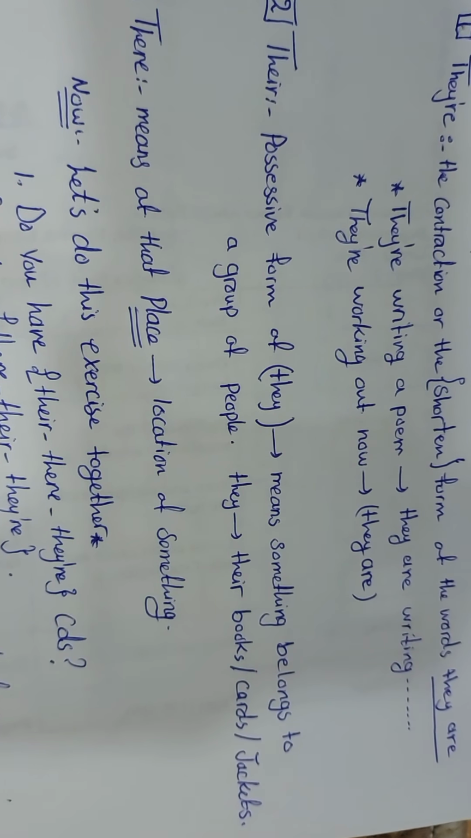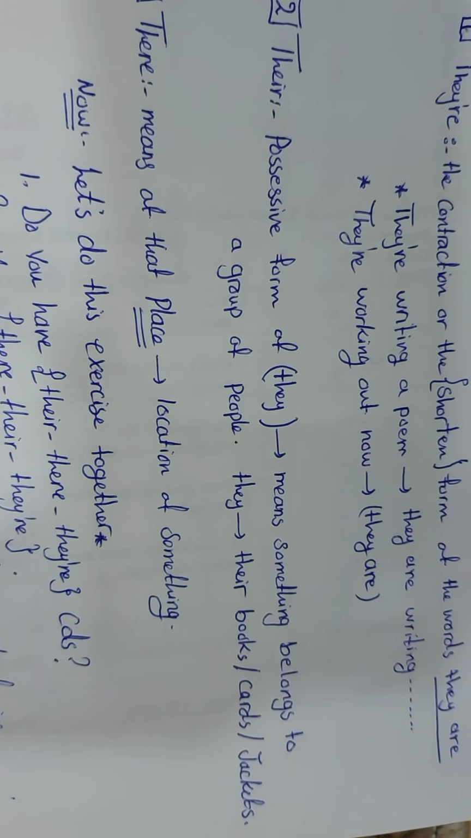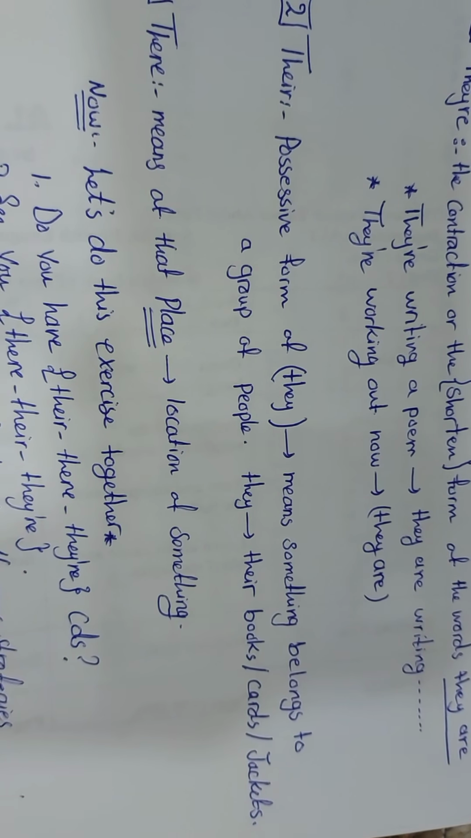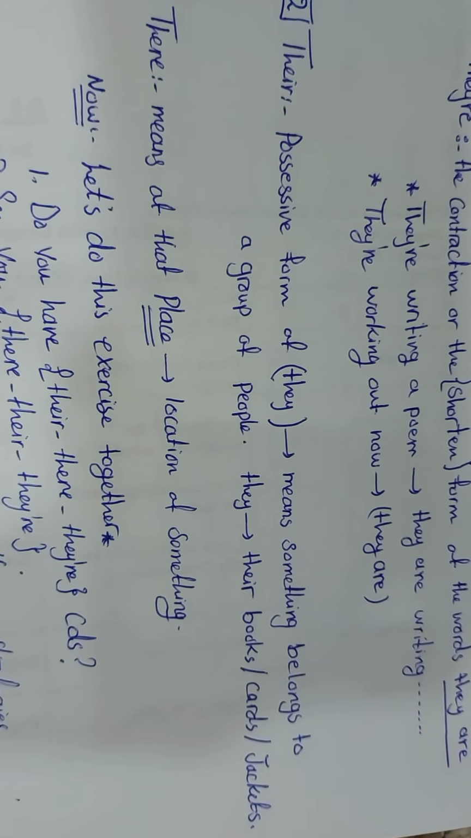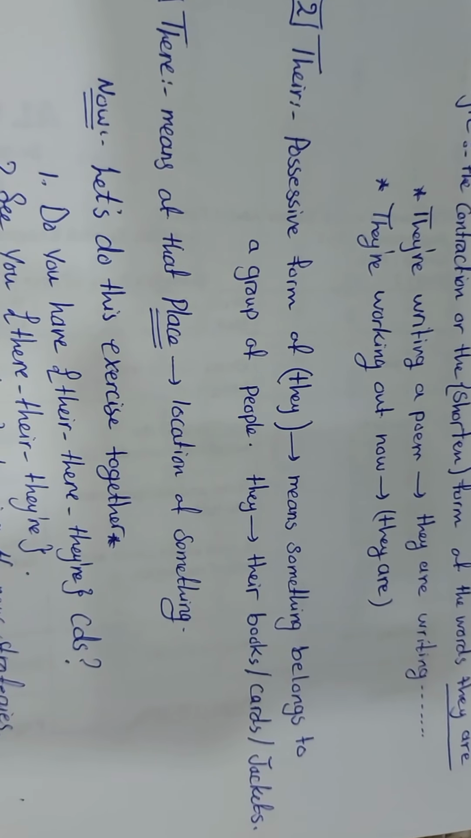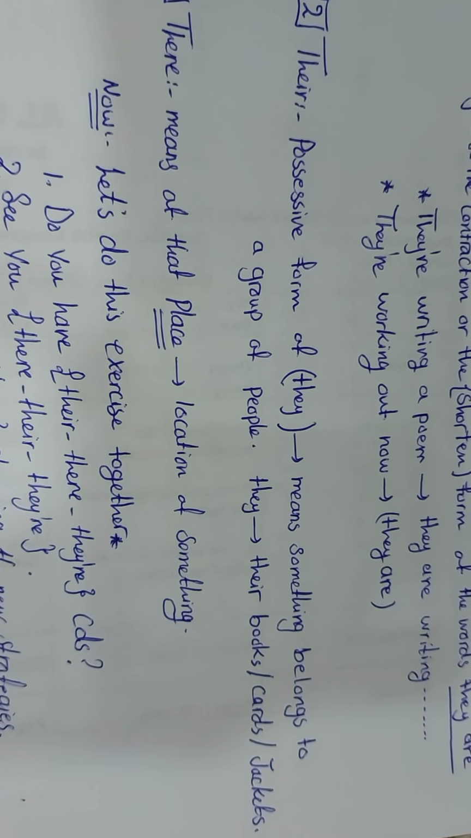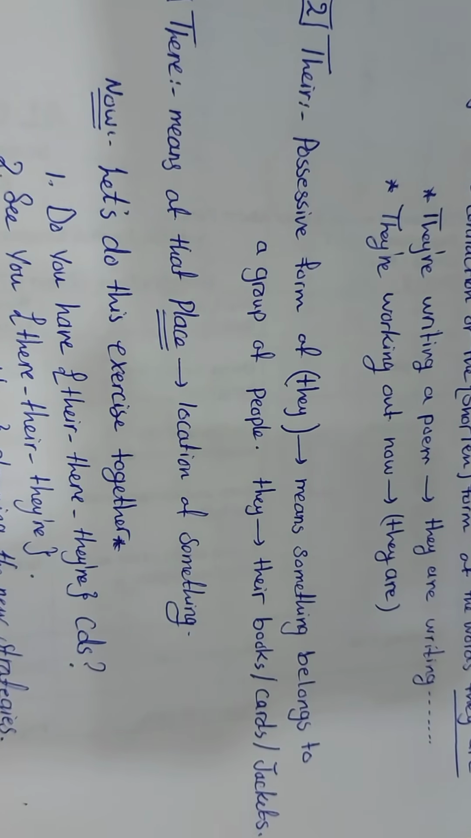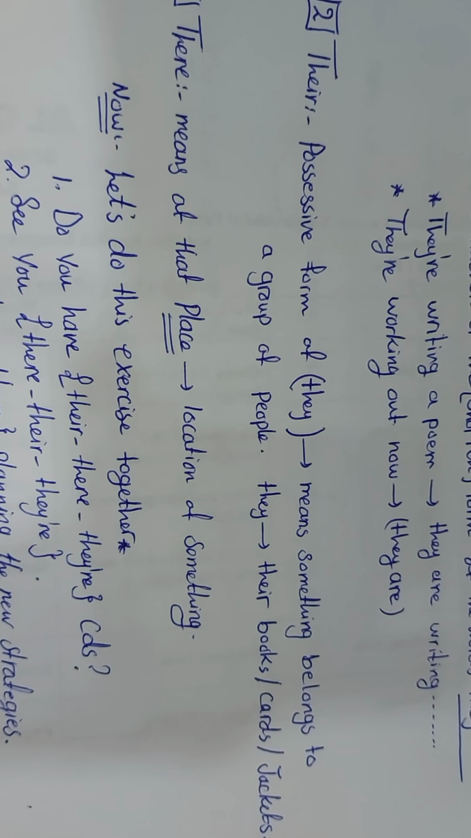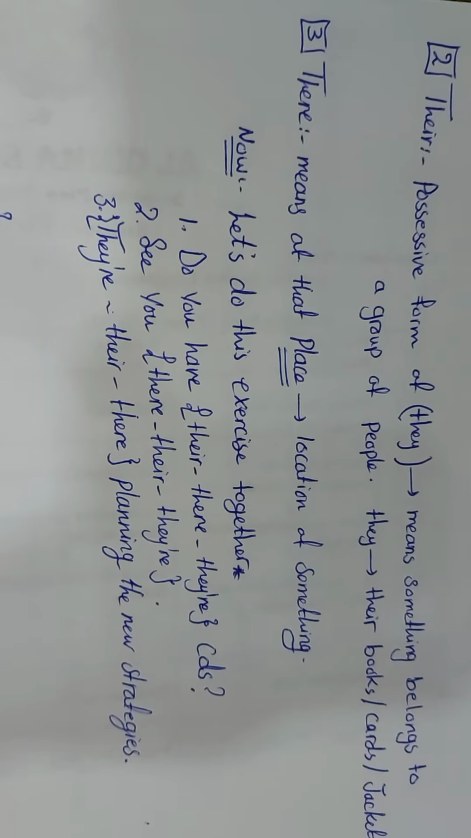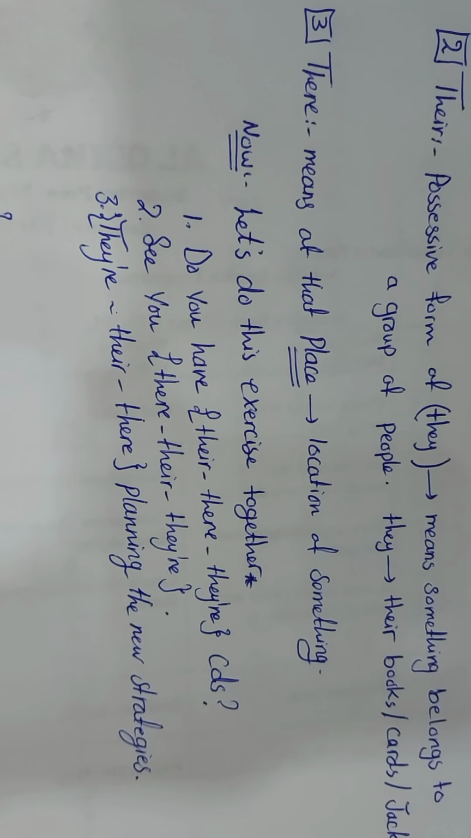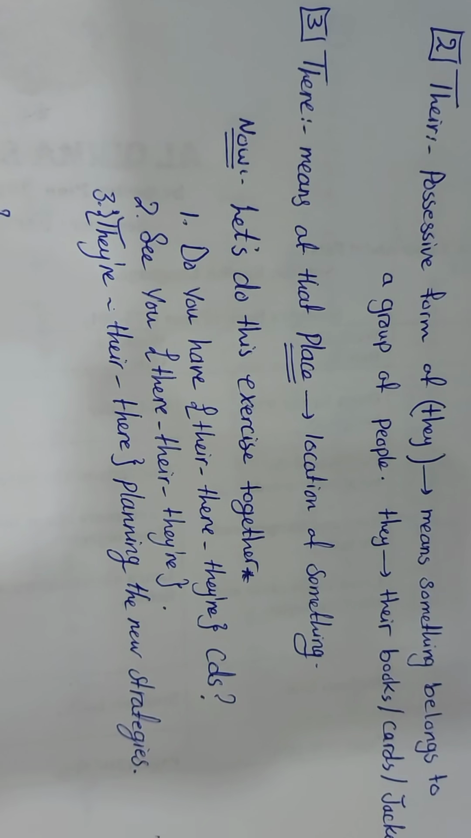What does possessive mean? Possessive form means the form that we're using to indicate or to show that someone owns something or has something. Exactly when we come to say their jackets, the jackets that belong to them, their CDs, their cards, their bags, their places. As for the third, there, it means at that place. It is used to indicate the location of something, the place of something.